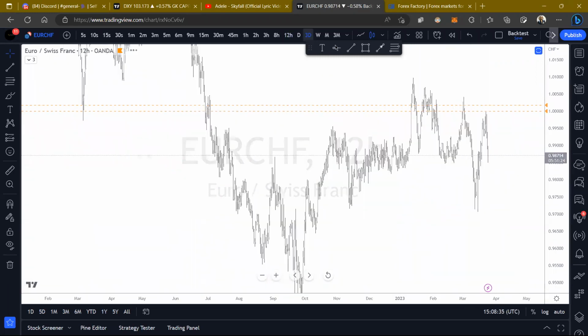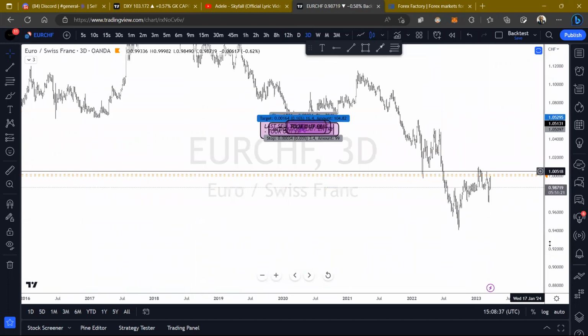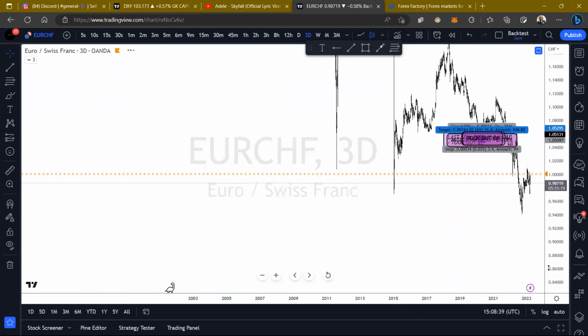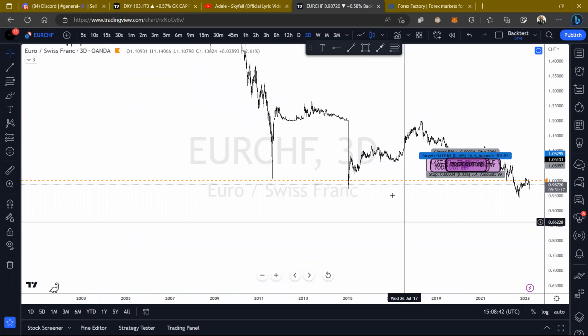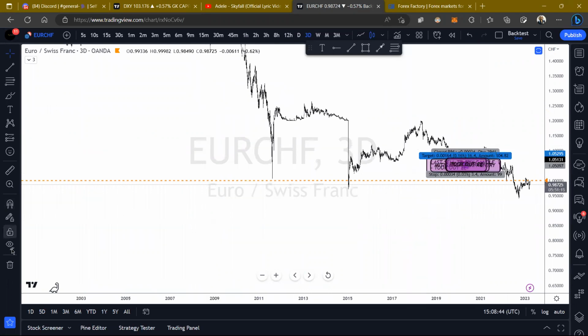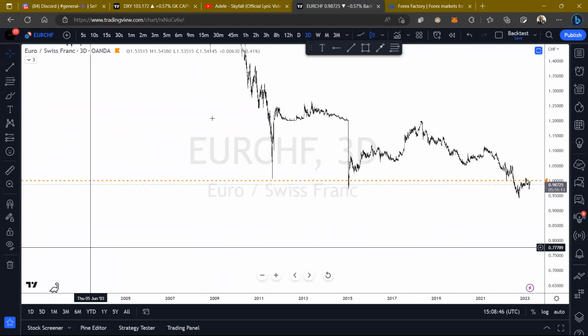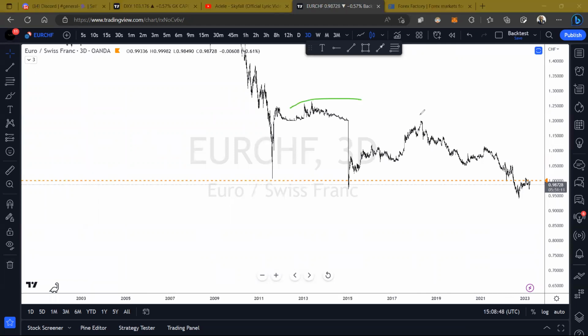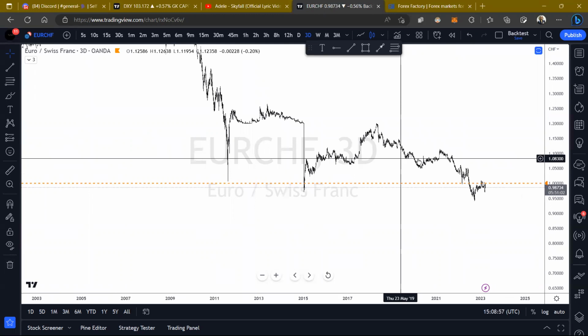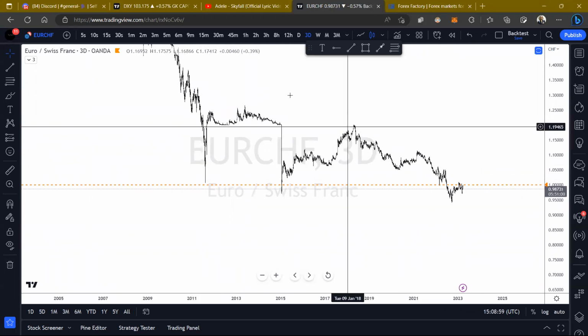Okay, cool. I'm not going to go too much into a higher time frame, but we can definitely see this is a bearish market here. I don't know what these are, let me just go ahead and delete them. There's no two ways about this, right? We can definitely see this is a bearish market on the higher time frame.